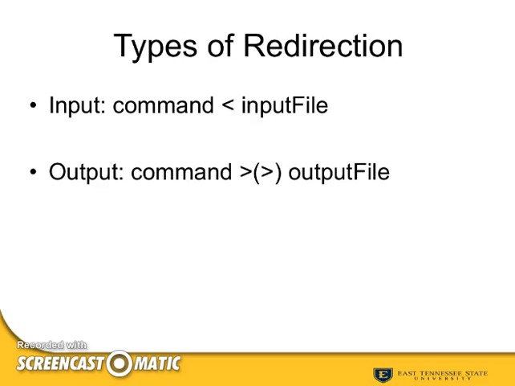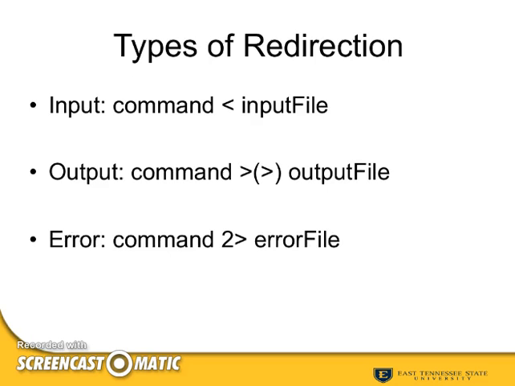We use one greater than sign if we want Linux to overwrite the file if it already exists, or if we want Linux to create the file if it does not already exist. And we use 2 greater than signs if we want Linux to append to the file that already exists instead of writing over it. Error redirection tells Linux that if an error occurs, then we want the error to be written to a file, and we use a 2 followed by the greater than sign in front of the file name in order to let Linux know this is happening.